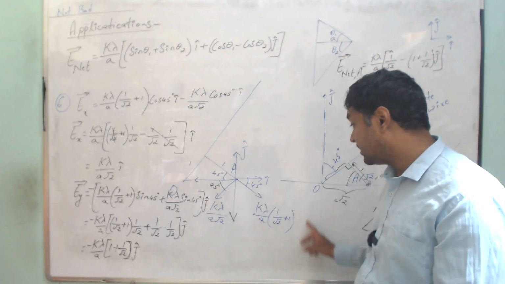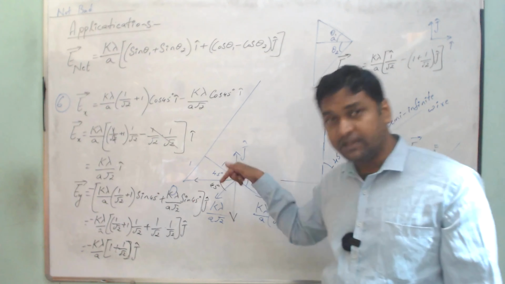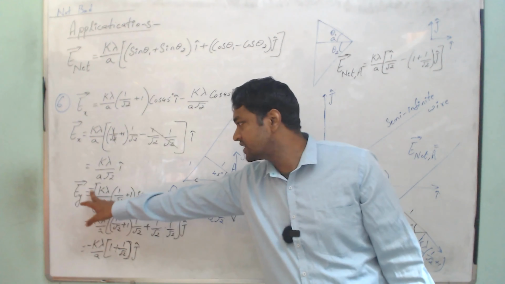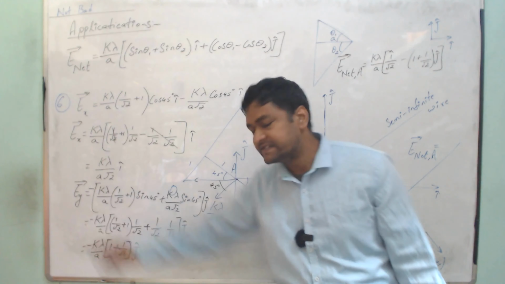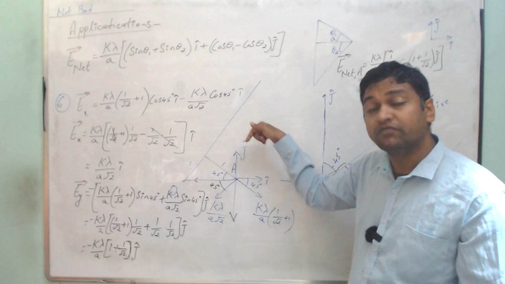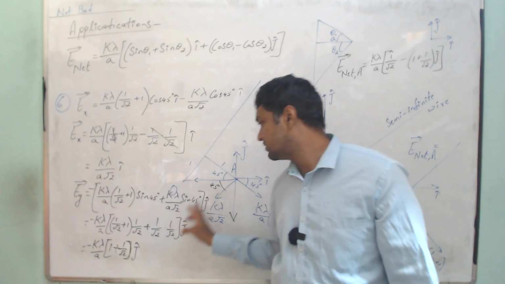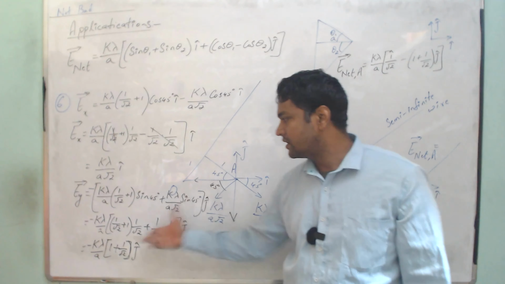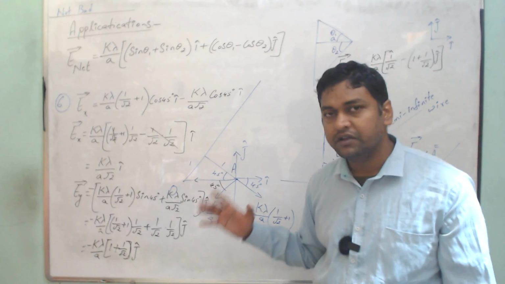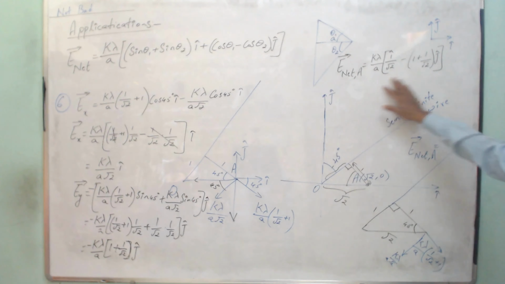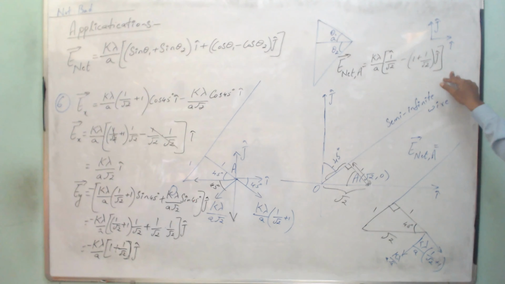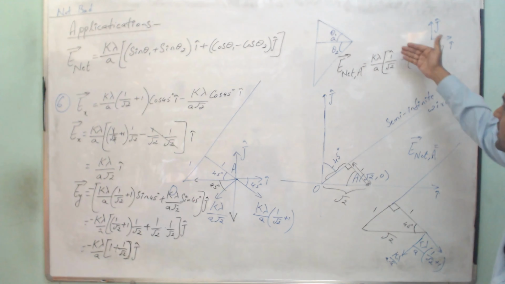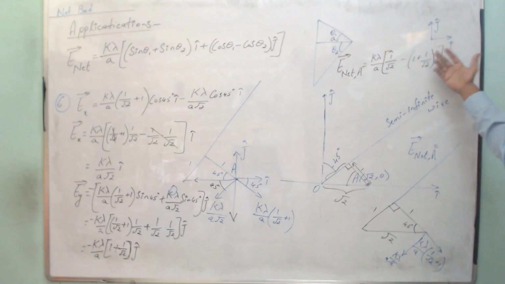K lambda by a 1 by root 2 plus 1 sine 45 towards minus j cap, minus sign. K lambda by a root 2 sine 45, again minus sign, sine 45 j cap. Again solving this, I got it. Now I have to write it in terms of the resultant vector at point A along I cap j cap, which can be written as k lambda by a I cap by root 2 minus of 1 plus 1 by root 2 j cap. Is this clear? Yes, sir.